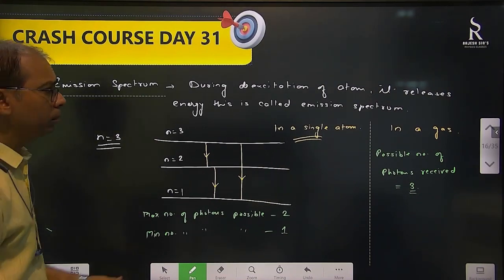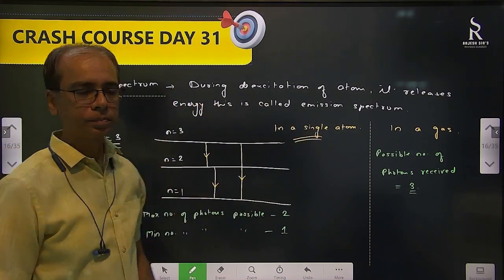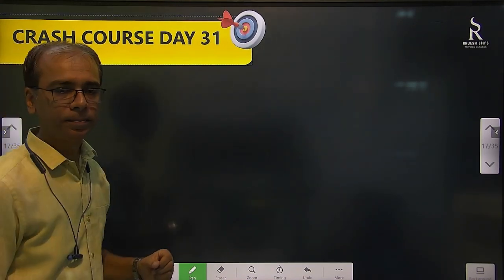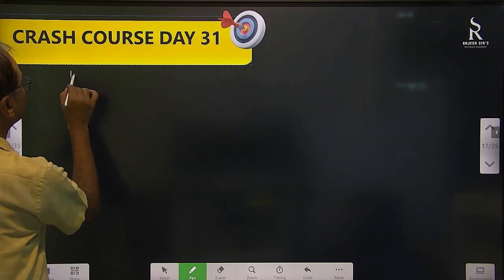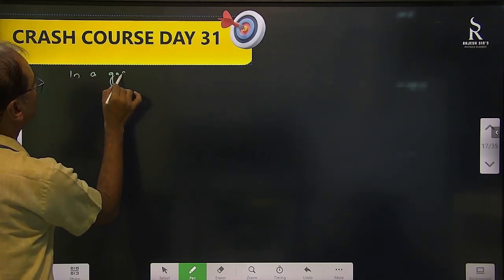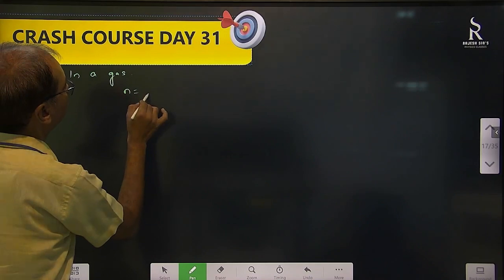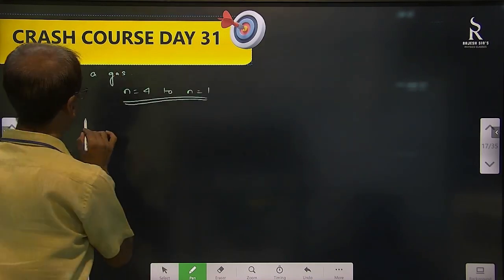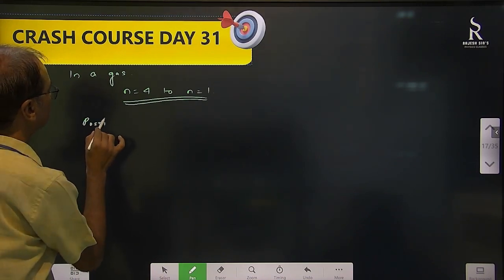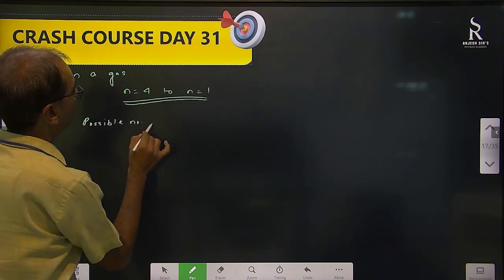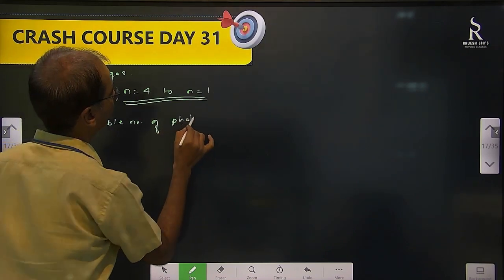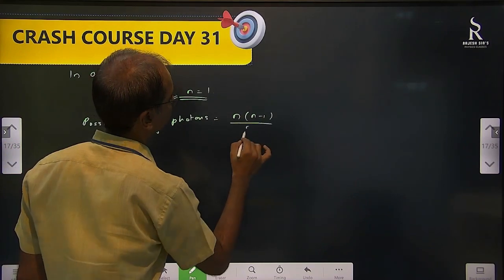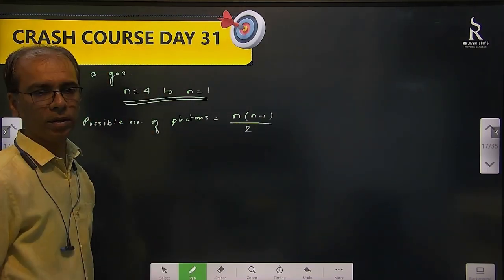Alright. Suppose n equal to 4. From n equal to 4, they are going to jump in a gas. If they are going to jump from n equal to 4 to n equal to 1, then how many possible number of photons? We find the possible number of photons with the formula. What is that? n into n minus 1 by 2. You can find it directly from here.